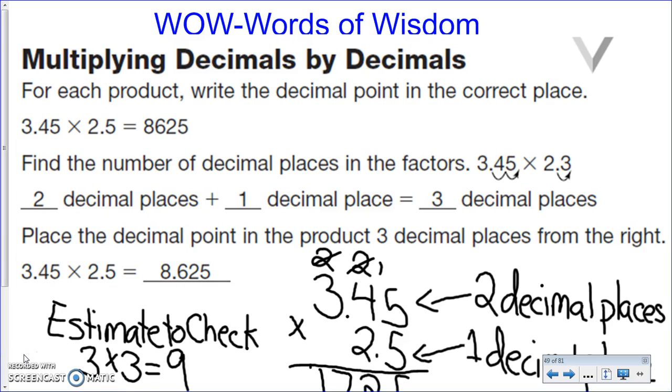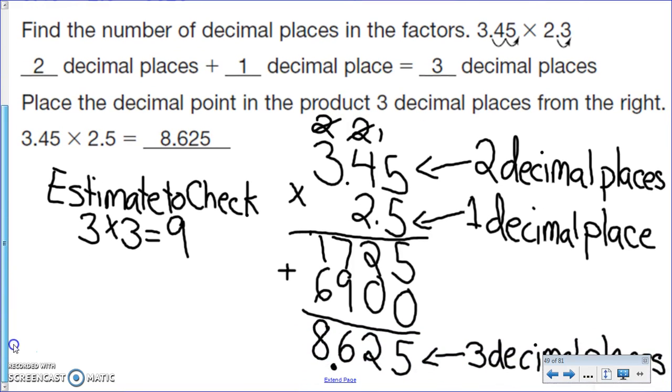3.45 times 2.5, and then we have 8625. First, we find the number of decimal places in each factor. There are 2 places after the decimal in the first factor, plus 1 decimal place in the second factor, so we should have 3 places after the decimal in our answer. So that means the decimal point goes between the 8 and the 6. So then we estimate to check. 3 times 3 is 9. Our answer is close to 9.